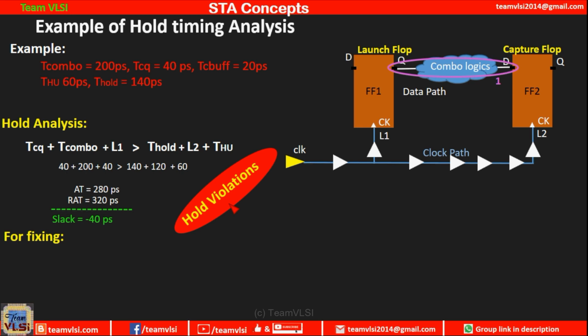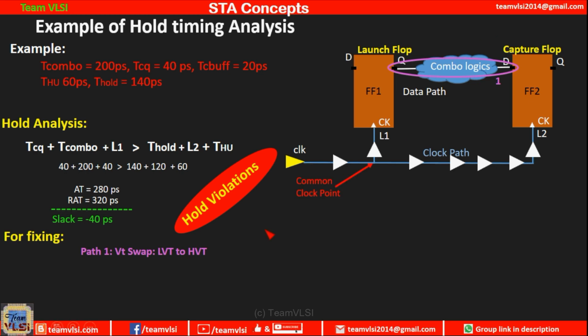Again, we will consider the data path. In our equation, the data path delay appears on the left hand side, and the left hand side should be greater than the right hand side. So definitely we need to increase the delay in this path. We can do VT swapping in this path, from lower VT cells to higher VT cells, so that we can increase the delay in this path.